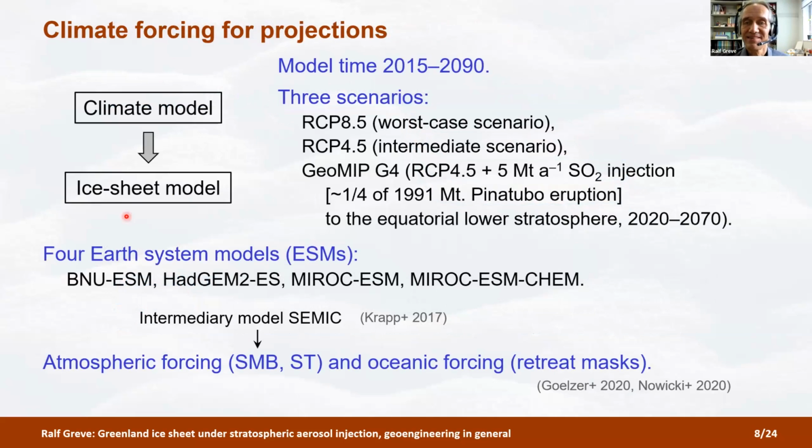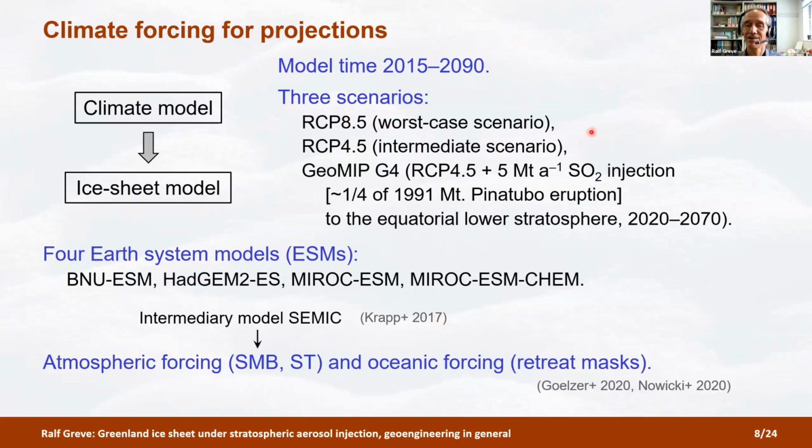So a bit more in detail. As I said, the model time is from 2015 to 2090 for our projections. We considered 3 different scenarios. The first one is RCP 8.5, which is a kind of worst-case, business-as-usual scenario. The second one is RCP 4.5, which is an intermediate scenario. Still not really good. RCP 2.6 would be better, but maybe that's somehow realistic, possible to achieve.